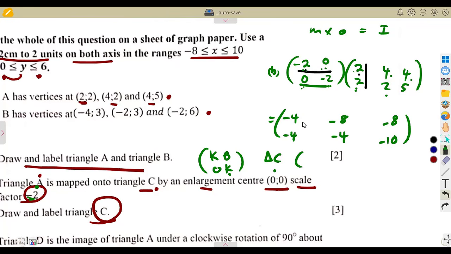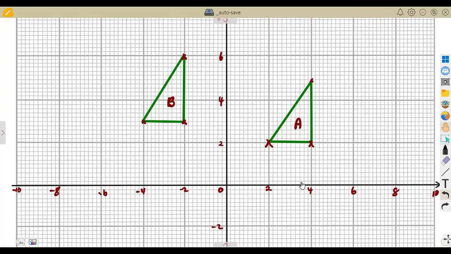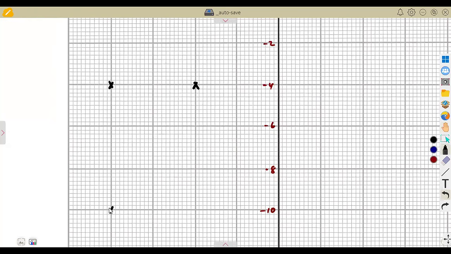So that's our triangle C with coordinates -4, -4, -8, -4, and -8, -10. All right. So with these coordinates now, we are going to mark these on our graph. That is -4 versus -4, somewhere there. -8 versus -4. -8 versus -10, which is somewhere there. Then we can join, thus completing our triangle C. So this is not triangle ABC. This is just triangle C. That is the idea of the question.